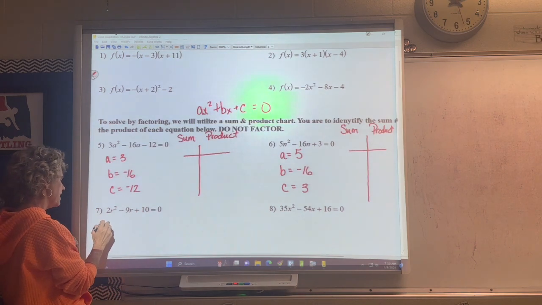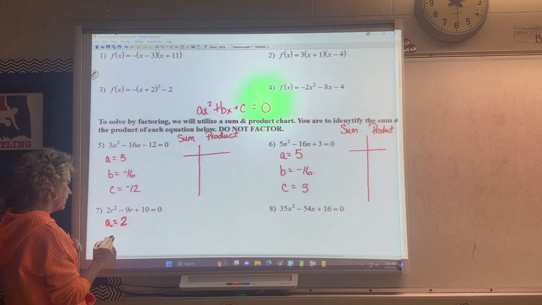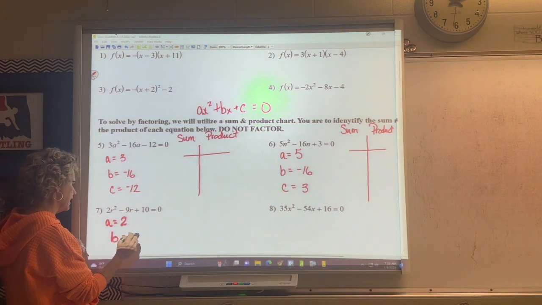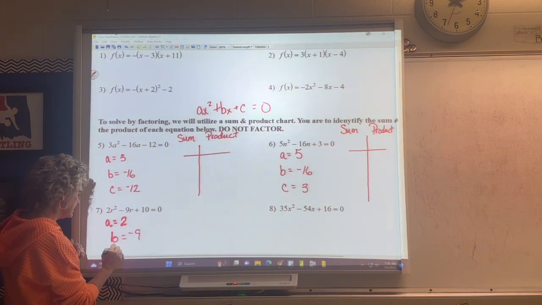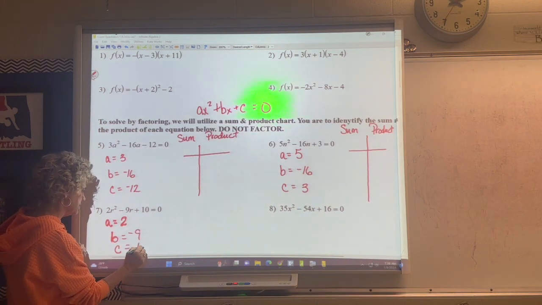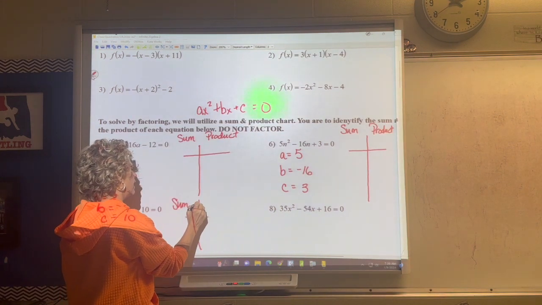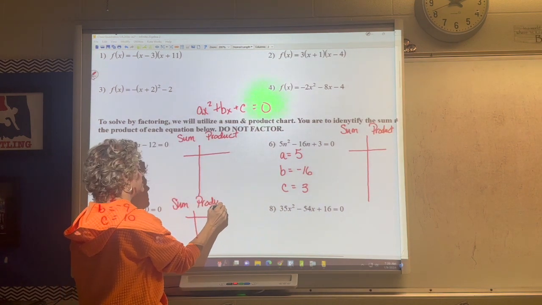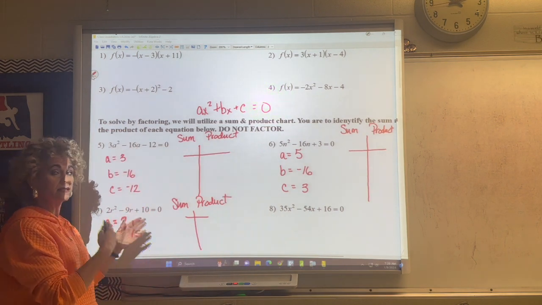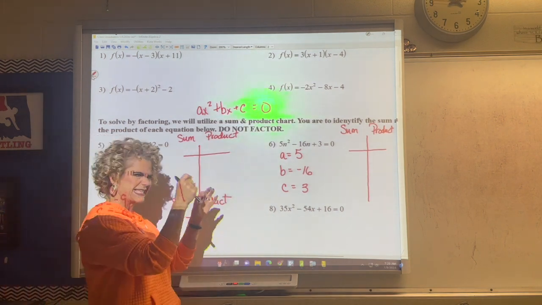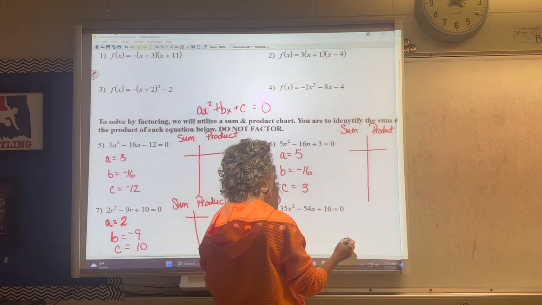Number 7, A is 2, B is a negative 9, and C is a positive 10. And I'll do my little sum and product chart because this is what they asked us to do. Now we're going to take this a step further. We're just not going to take this step further today.